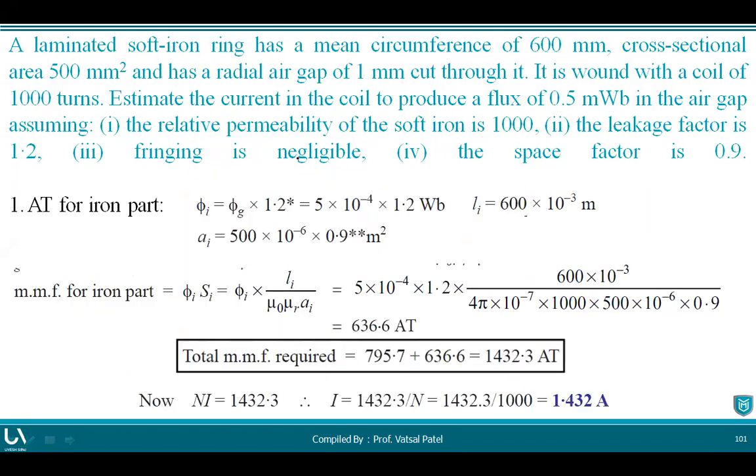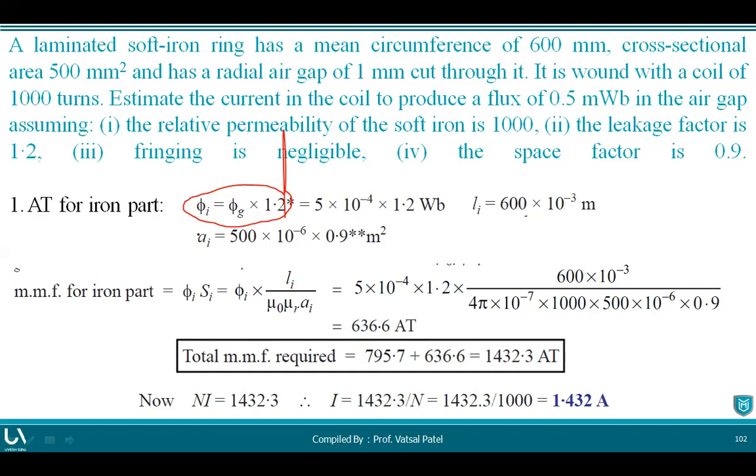Now you can see the ampere turn or the MMF for the iron part, where phi i is equal to phi g into 1.2, based on the leakage factor. The leakage factor is equal to the flux for the iron part divided by the flux for the air gap. That is the leakage factor equation that we already discussed.